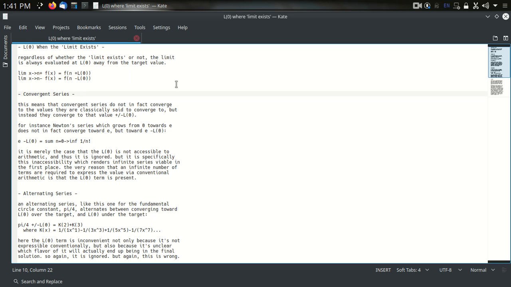Okay. So for a convergent series, this means that a convergent series does not in fact converge to the values they are classically said to converge to, but instead they converge to the value plus or minus L naught, depending on which way they're going. Usually we converge up with a convergent series, so it's going to be your value minus L naught. So like with Newton's series, which grows from 0 towards E, it does not in fact converge towards E, but towards E minus L naught. Right. This is a very subtle, seemingly philosophical point, but it does make limits make way more sense.